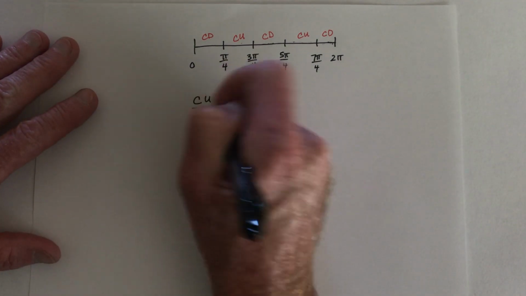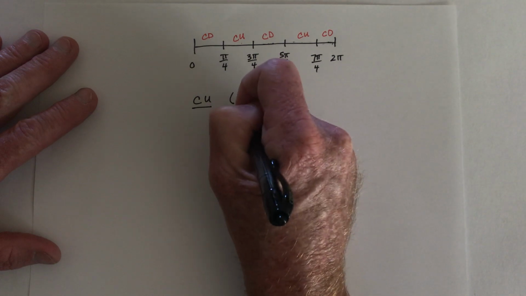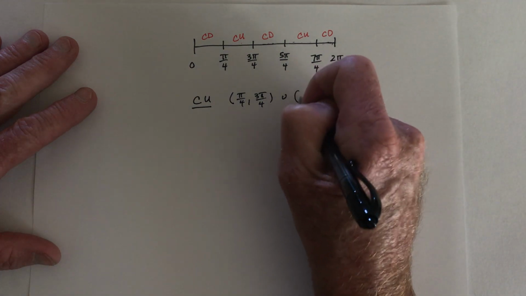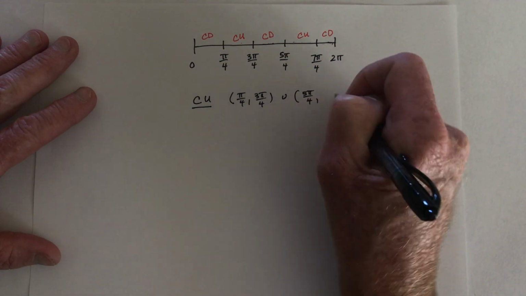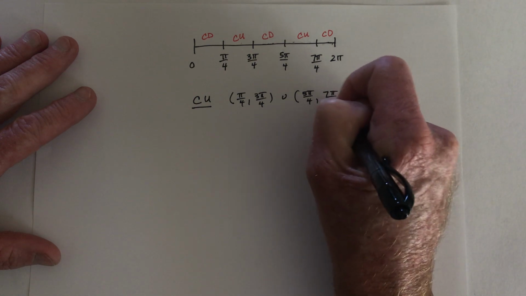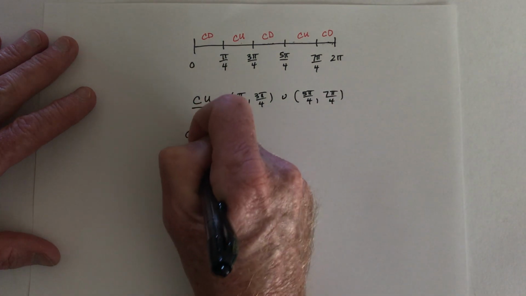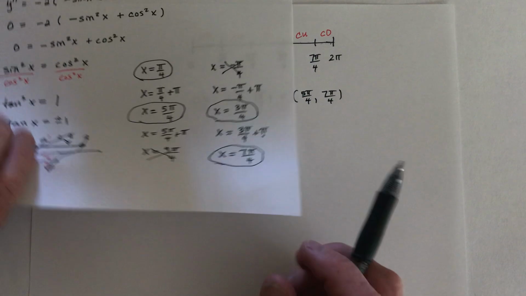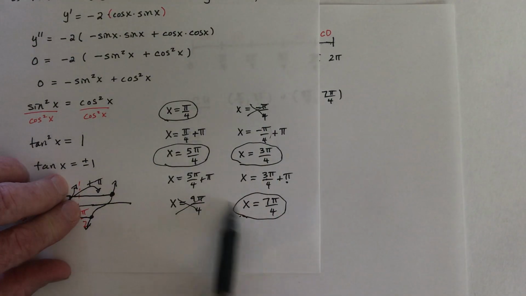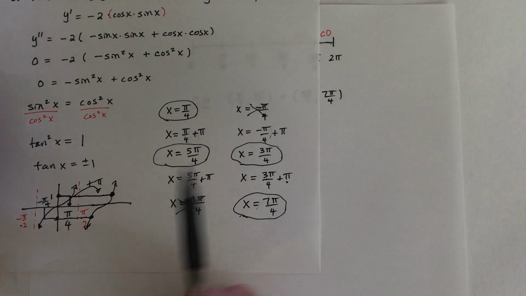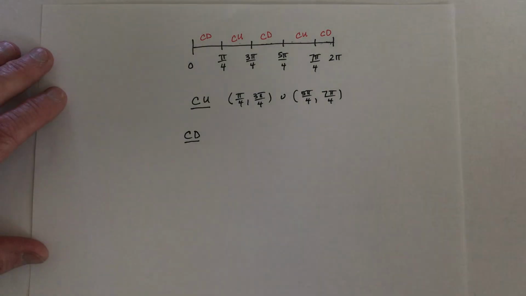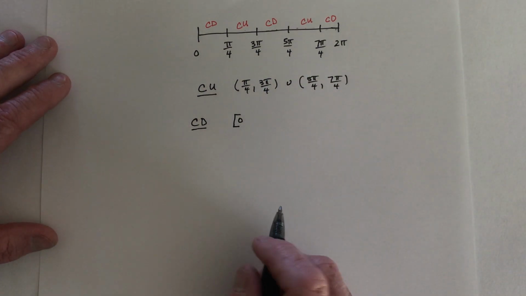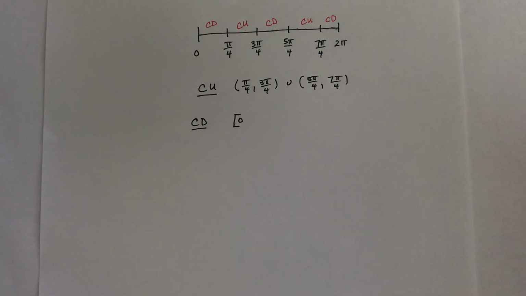So for concave up, that would be the pi over 4 to 3 pi over 4. And the next one would be 5 pi over 4 to 7 pi over 4. And then for concave down, well, when I took the second derivative and set it equal to 0, I got these answers over here. And notice that 0 was not one of these answers. So that means that at 0, it is actually concave down there. So that one actually deserves a square bracket.